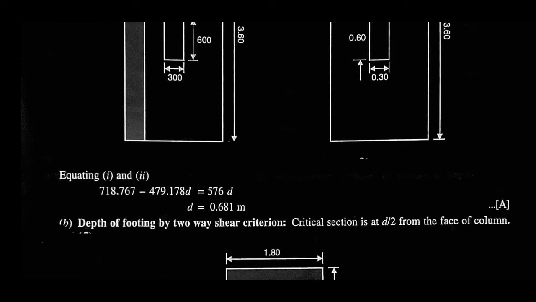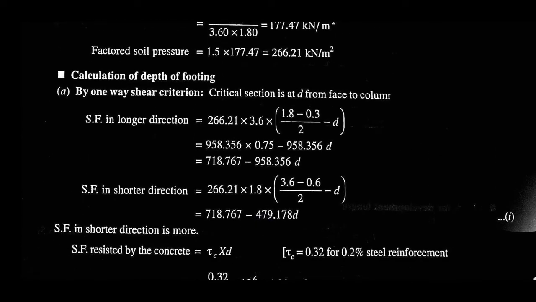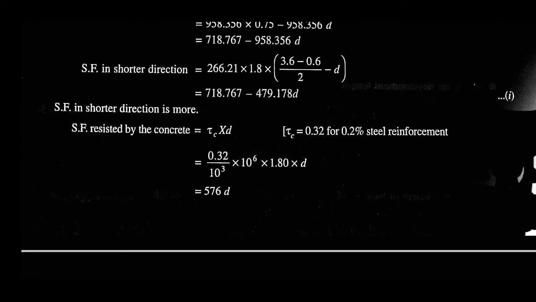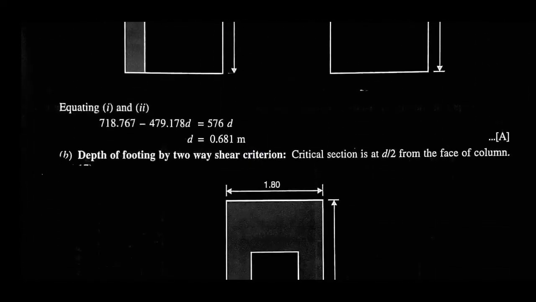So 718.767 minus 479.1780 is equal to 576d. That is, d is equal to 0.681 meter. So as per the one-way shear criterion, the value of d is 0.681 meter.